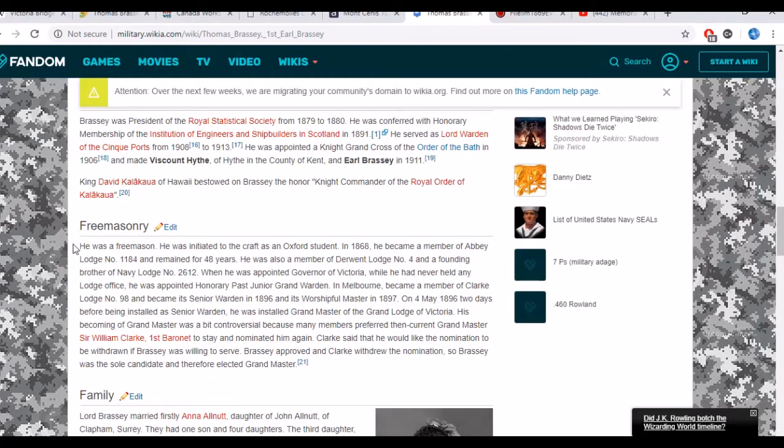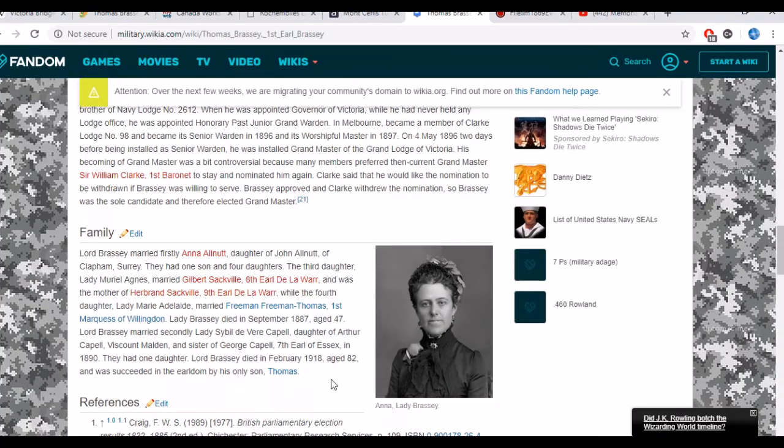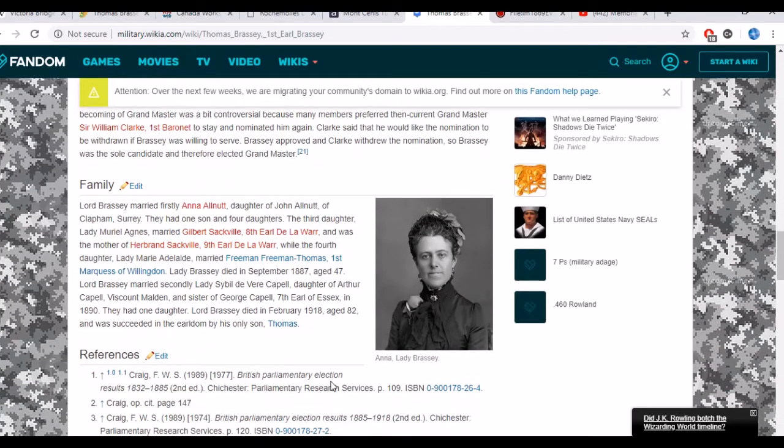Into this. He was a Freemason. He was initiated into the craft as an Oxford student in 1868, became a member of Abbey Lodge, 48 years there, member of Derwent Lodge number 4, founding member of Navy Lodge. Then he was the Governor of Victoria. While he had never held any lodge office, he was appointed Honorary Past Junior Grand Warden. So he was just an absolute darling of the establishment. This is his missus, and they had a whole pile of kids who all did extremely well for themselves as well, thank you very much.